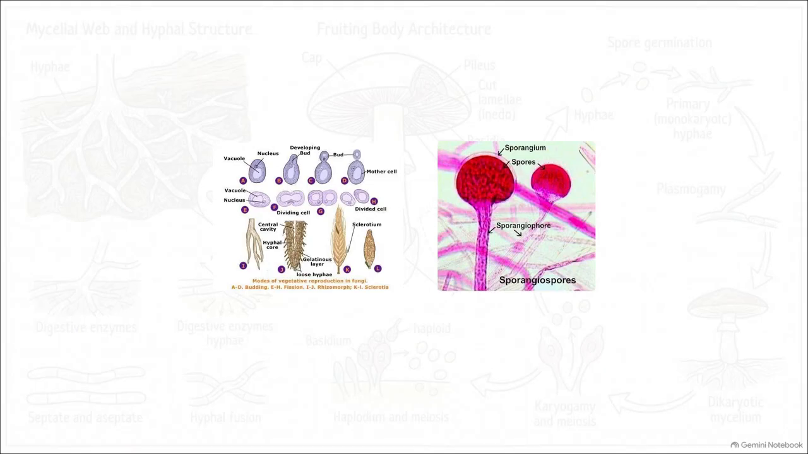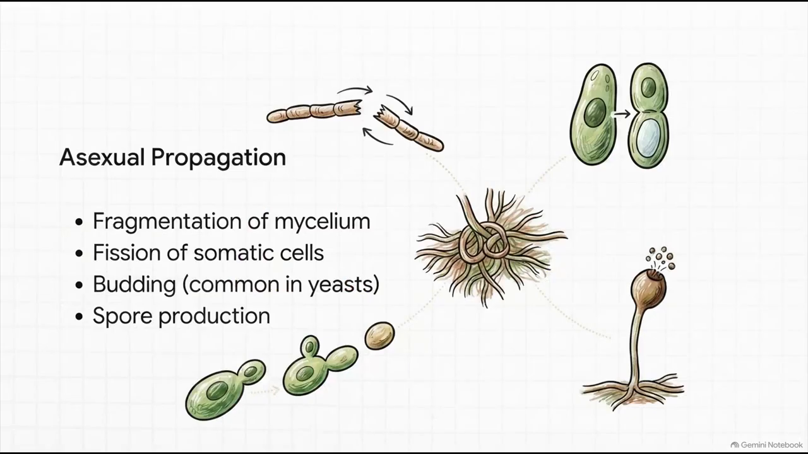Fungi are master propagators, and they use radically different methods to achieve maximum spread. On one hand, we see simple vegetative budding, which is super common in single-celled yeasts. A mother cell simply pinches off a smaller daughter cell, dividing its nucleus and creating an instant clone. But contrast that with sporangia. These are complex, microscopic sacs packed with countless asexual spores, elevated way above the surface and totally ready to be unleashed into the wind. Asexual reproduction is really all about rapid mass propagation without the complicated union of sex cells.